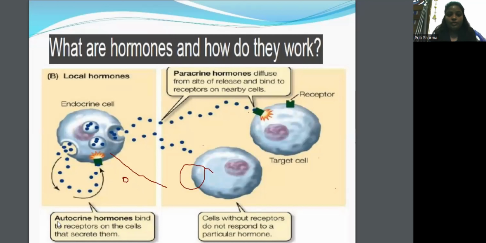From the name, you can get an idea of what autocrine hormones mean. In the word autocrine, auto means self. So when the hormones bind to the same receptor on the cell that secretes them, they are known as autocrine hormones. I mean to say that it is acting on the same cell.